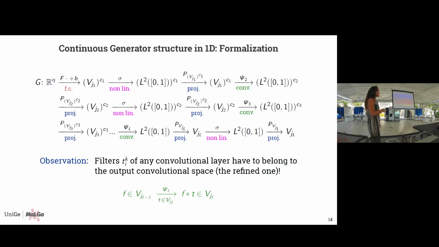I want to make an observation. The filters of the convolution have to belong to the refined space, in the sense that if we have an input that belongs to a low resolution space, we have to choose the filter in the refined space in order to obtain the output in the refined space. So for each convolution phi L, the filters T belong to VJL, that is the refined space.